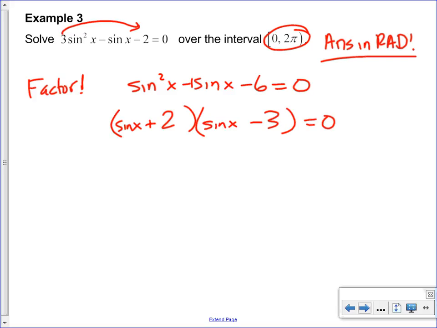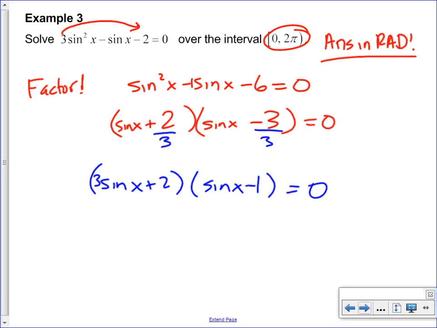Which is cool and done if you didn't slide. But if you slide, you have to divide. So since you hid the 3 in the back, you got to bring it back out again. So divide by 3. And this becomes 3 sine x plus 2 times sine x minus 1 equals 0.